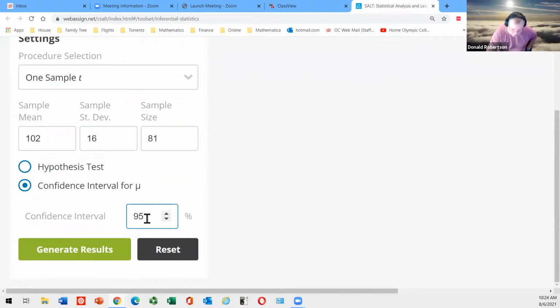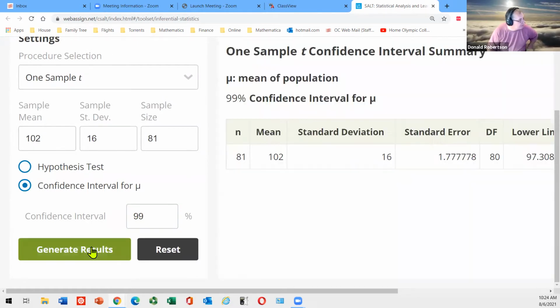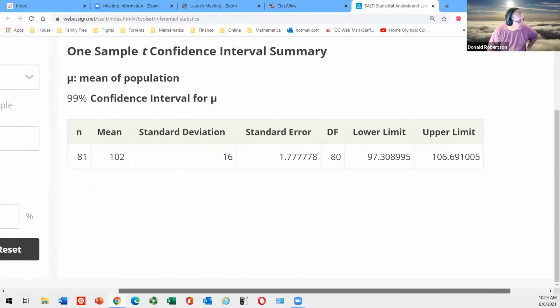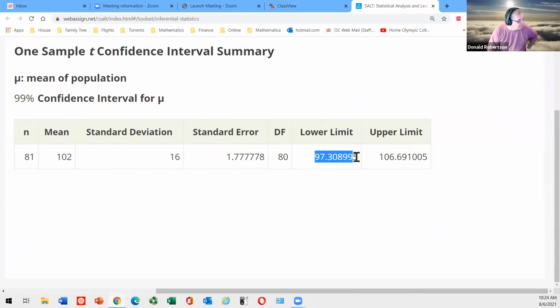Confidence interval 99. And then when I hit generate results, these two numbers are your 99% confidence interval. So we're 99% confident that somewhere between 97.3 and 106.7, the real answer is.